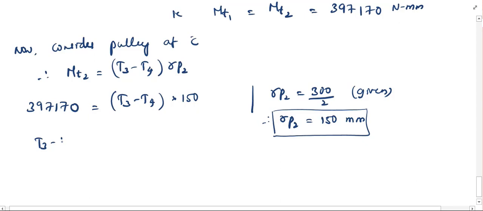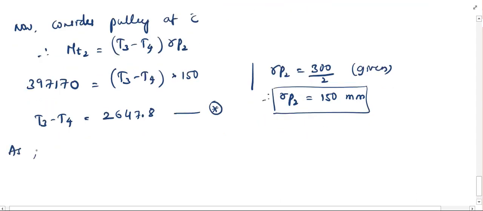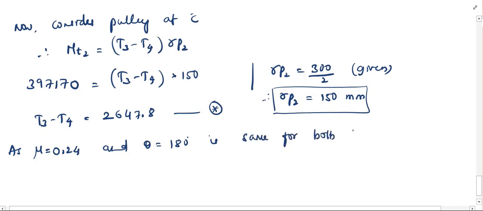So I can get a relation between T3 and T4 as 2647.8. Let me mark this as star. As we know, the coefficient of friction is 0.24 and the angle of contact theta is equal to 180 degrees, which is the same for both pulleys. Therefore, I can write the ratio of tensions T3 by T4 is equal to e to the power mu theta.